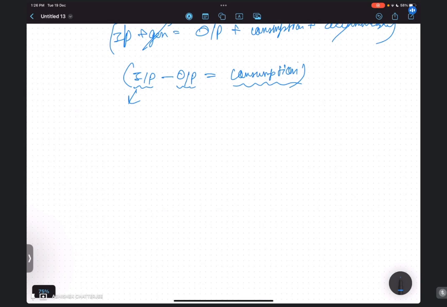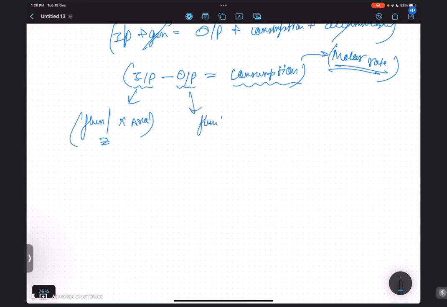Okay. And you also know that these derivations, we do all in terms of molar rate. So this input, can we write it as the flux at Z times the cross-sectional area? Similarly, this output will be the flux at Z plus dz times the cross-sectional area.